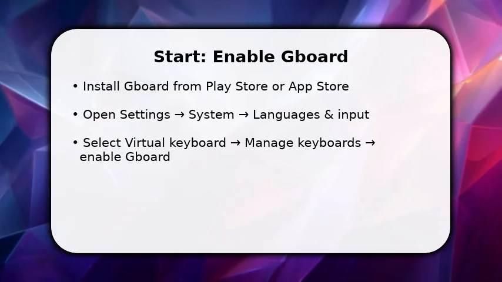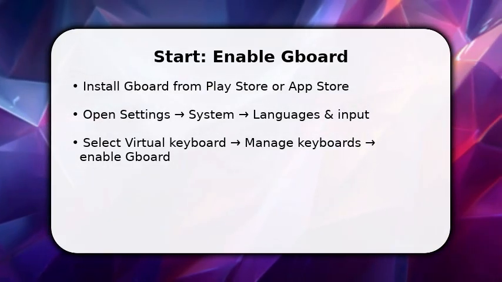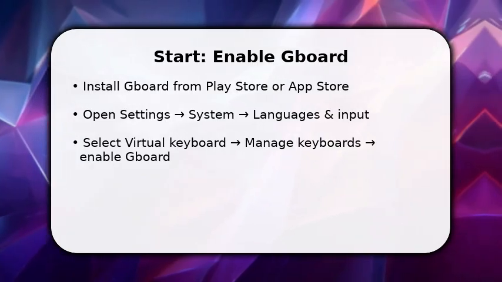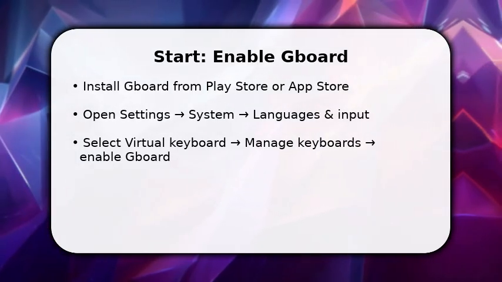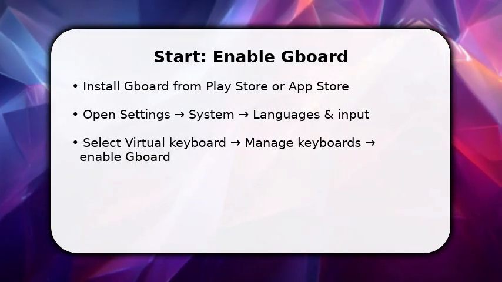You're going to enable Gboard now so typing becomes faster. First, install Gboard if you haven't. Then open Settings and go to Languages and Input. This is where keyboards live. Tap Virtual Keyboard, then Manage Keyboards and flip Gboard on.